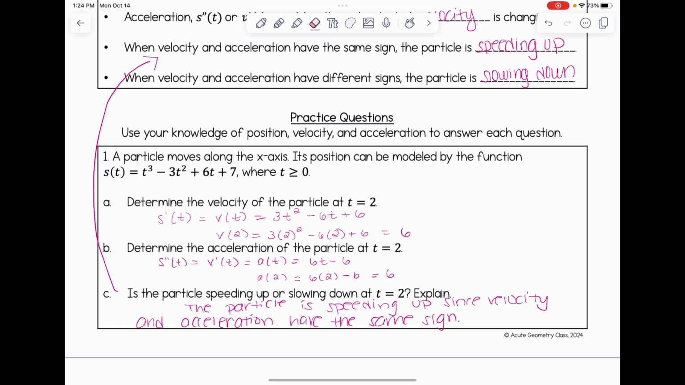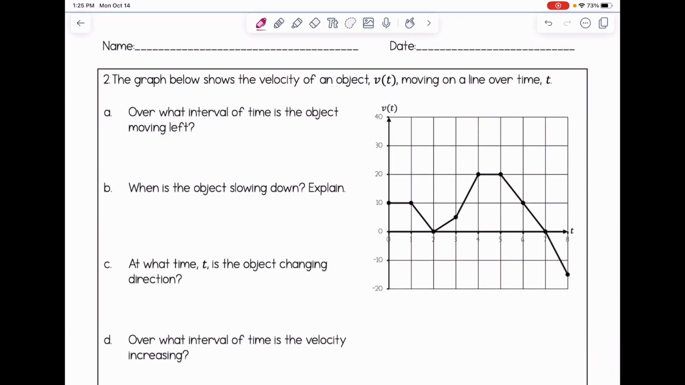All right, let's look at an example with a graph. Number 2, the graph below shows the velocity of an object, v of t, moving on a line over time t. Part A, over what interval of time is the object moving left? Well, that's whenever the velocity is negative, and I can see that that's happening on my graph between 7 and 8, and I'm going to use the open interval to represent that.